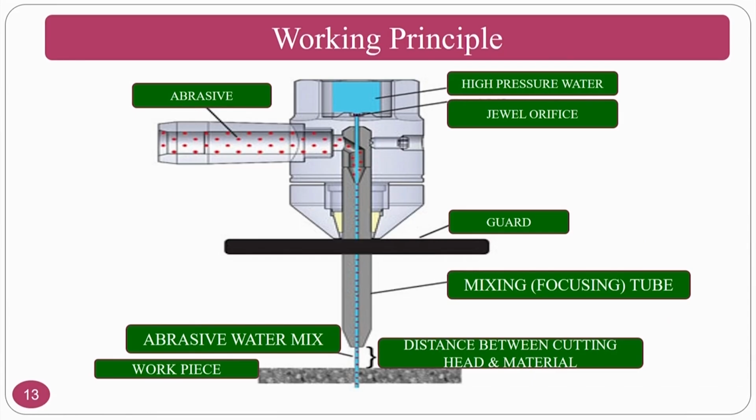So, working principle, if you see, the abrasives are fed from this. At the same time, you have a high pressurized jet with high velocity which is coming from this one. Both will mix in the mixing tube, and you have a guard to protect. This mixing tube's length and diameter play a major role in the mixing, and this will hit on the workpiece and erode the material.